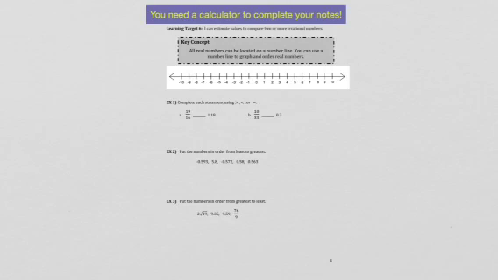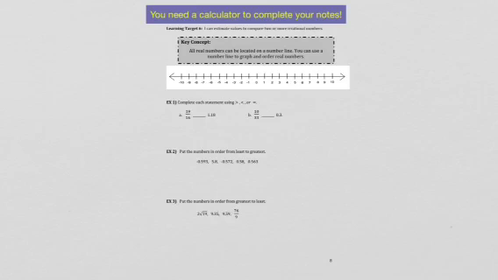This video is about learning target 6, and as you can see at the top, you will need a calculator to complete these notes. So if you don't have one, please pause and get your calculator. And what we are working on today is estimating values in order to compare two or more irrational numbers.